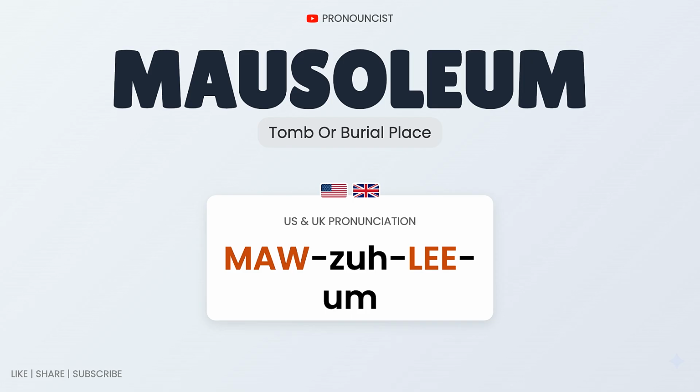Ma, z, li, mausoleum. Practice repeatedly and you'll soon be able to say this word perfectly. The best way to practice is to repeat the syllable multiple times. The meaning of the word is tomb or burial place.